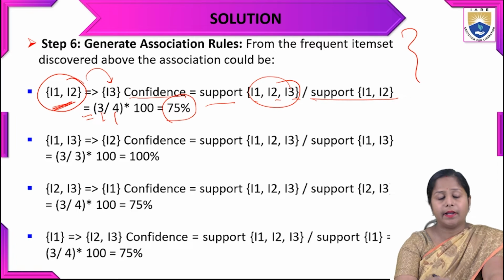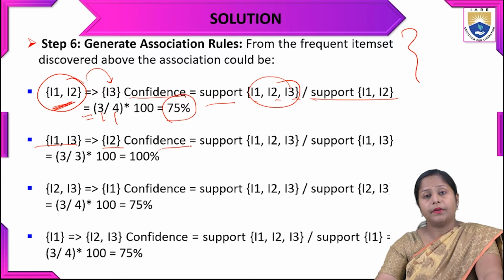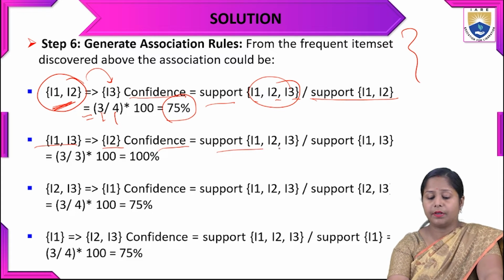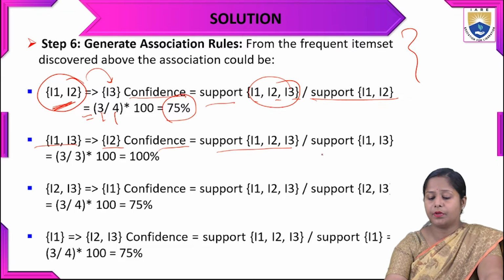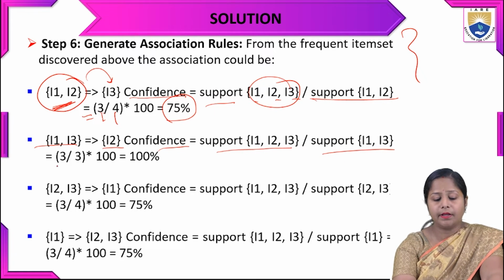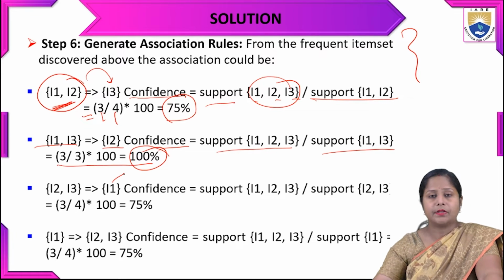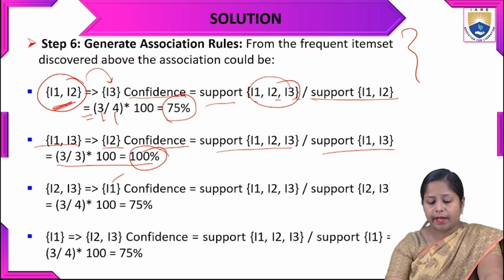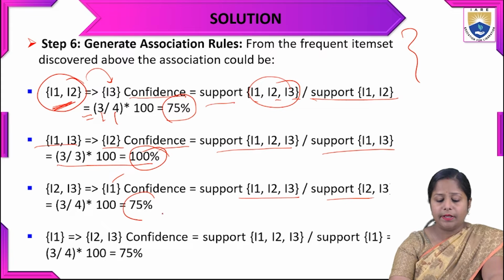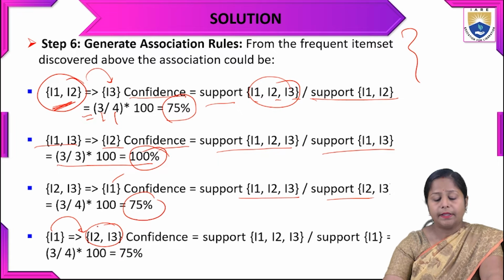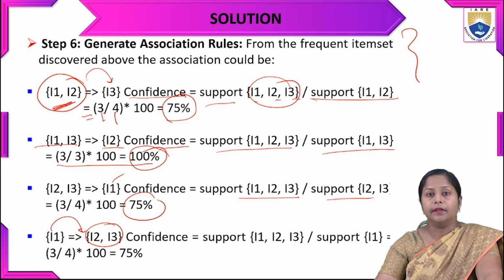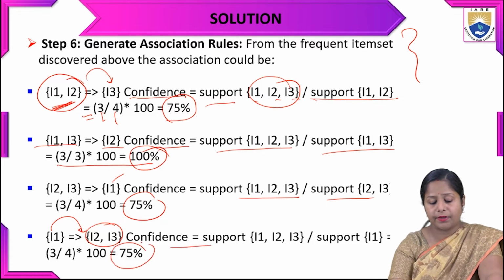Like this, we find I1, I3 depends on I2. The confidence is the support of these 3 items divided by the support of I1 and I3, so that comes out as 100%. Now I2, I3 depends on I1. The confidence is calculated on the basis of all items divided by the support of I2, I3, which will be 75%. I1 depends on the 2 items I2 and I3. So the confidence will be 75%.